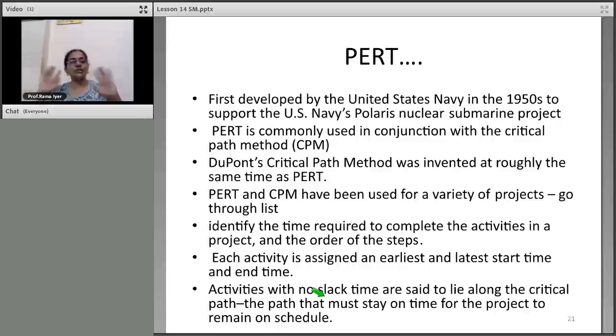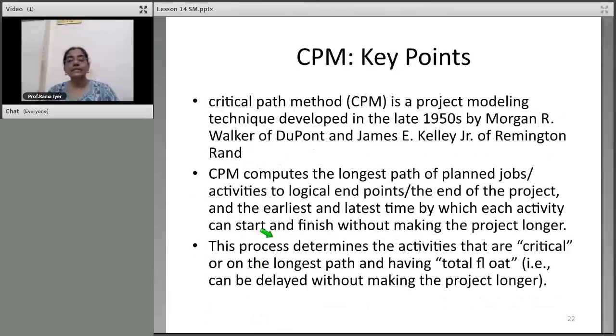Any project you take, you have activities to be done. You need to have a timeline. You should know which comes first, which comes second. Each activity you will be assigning an earliest and latest starting point, and you will also have activities which are not dependent on any other activity, so they can happen independently. Yes, you should. That's when it can be scaled up, no?